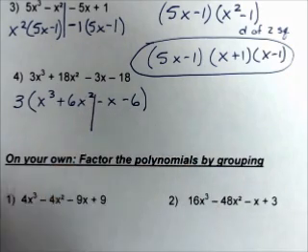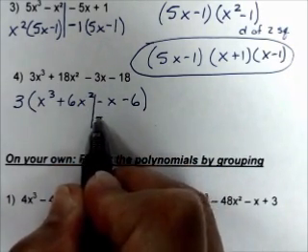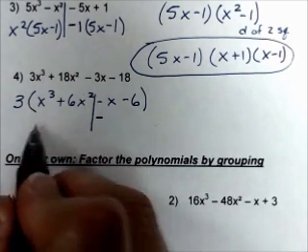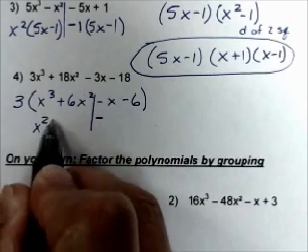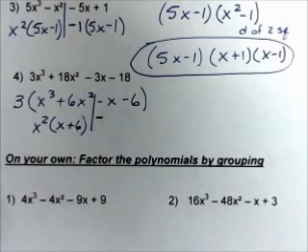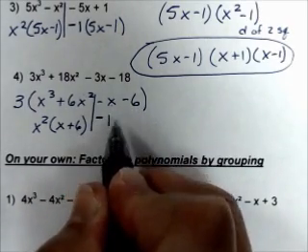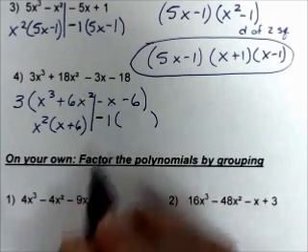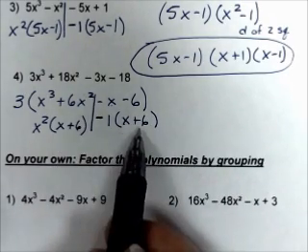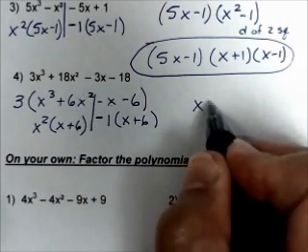Draw a line after the first 2. Copy down the subtraction operator. Factor out x squared, the GCF. We get x plus 6 in parentheses. And here the only thing that's common is 1 and x plus 6. X plus 6 is common, as it should be in both parentheses.